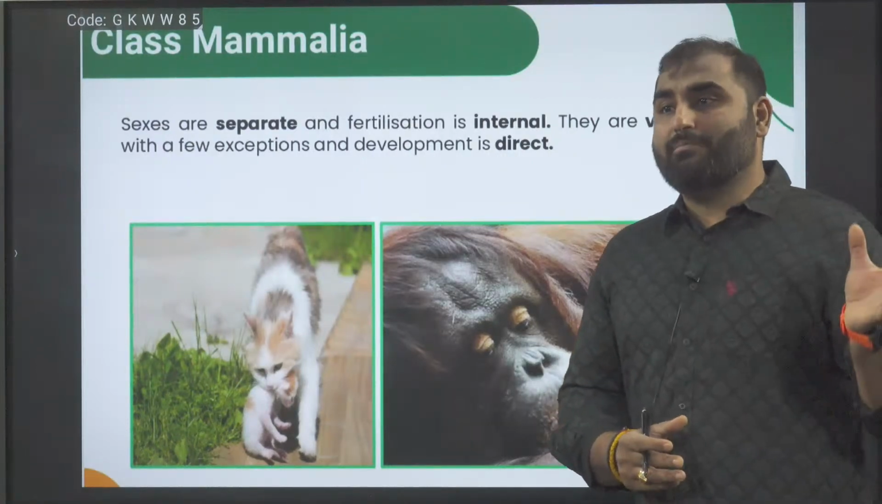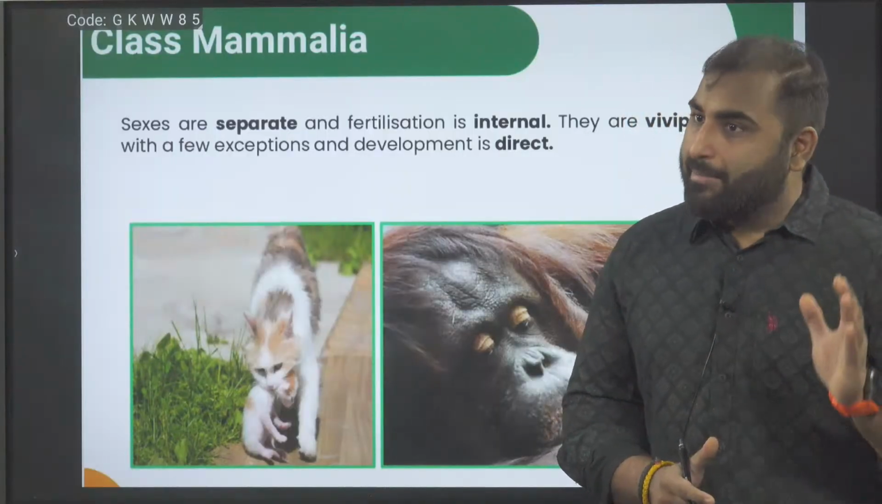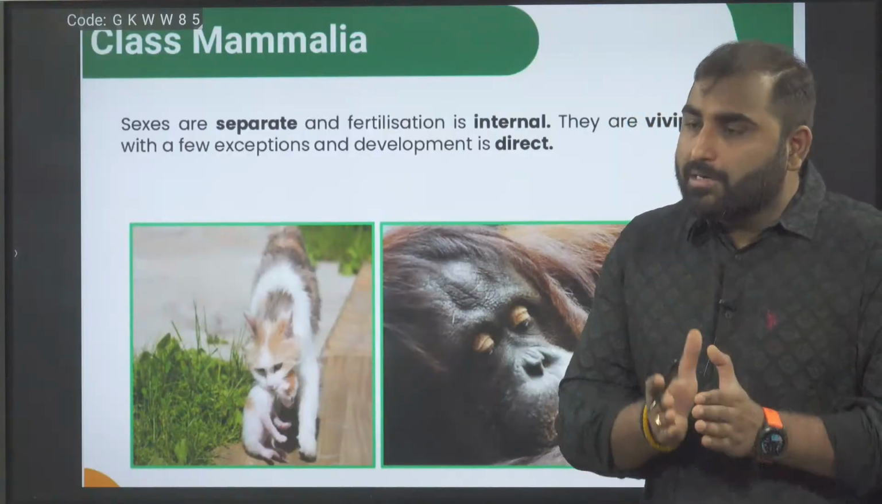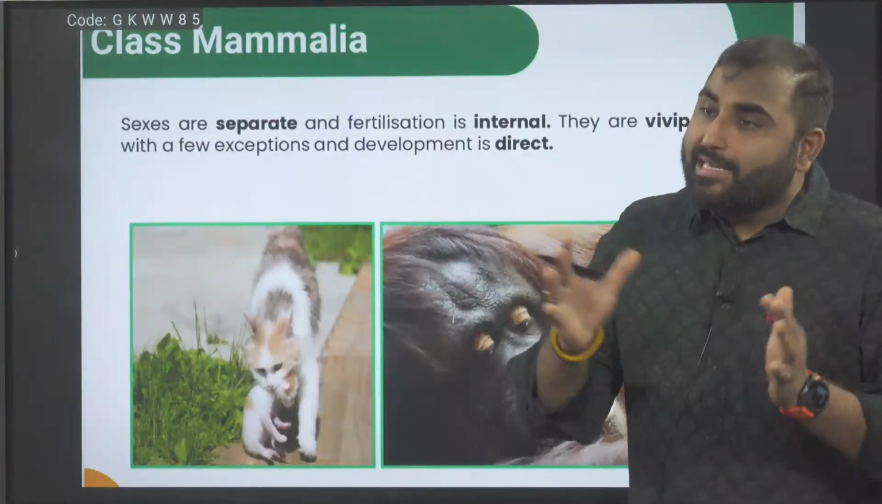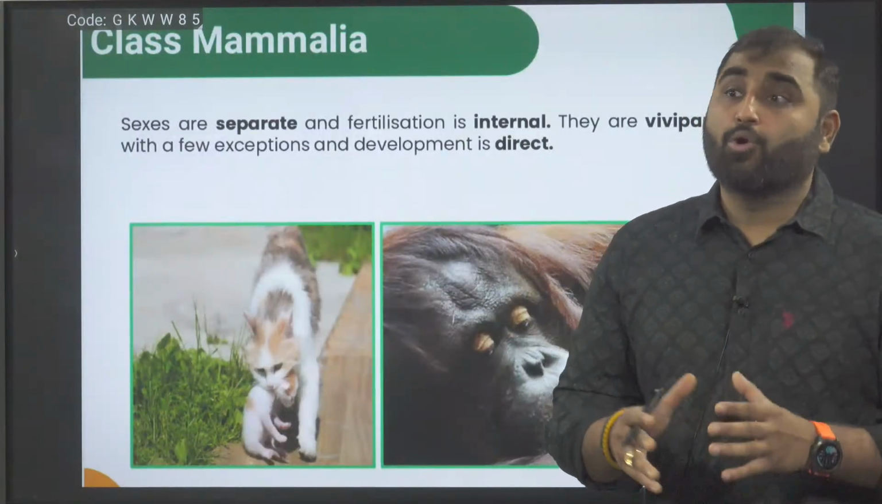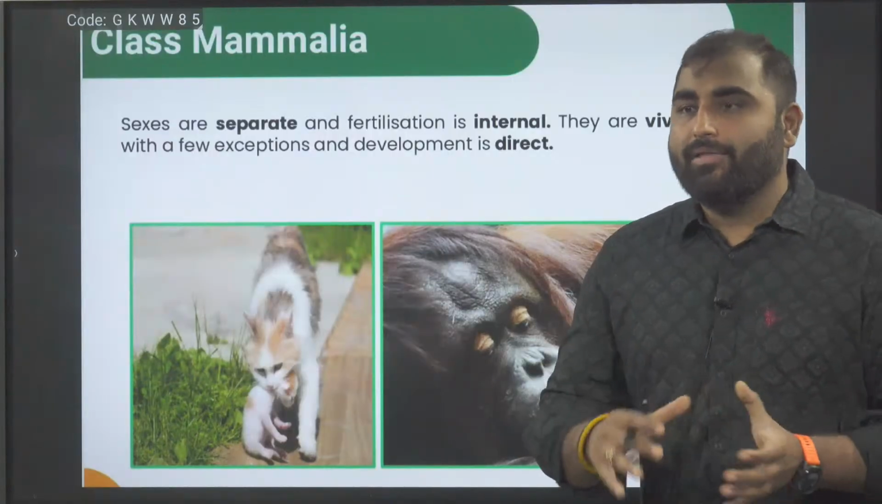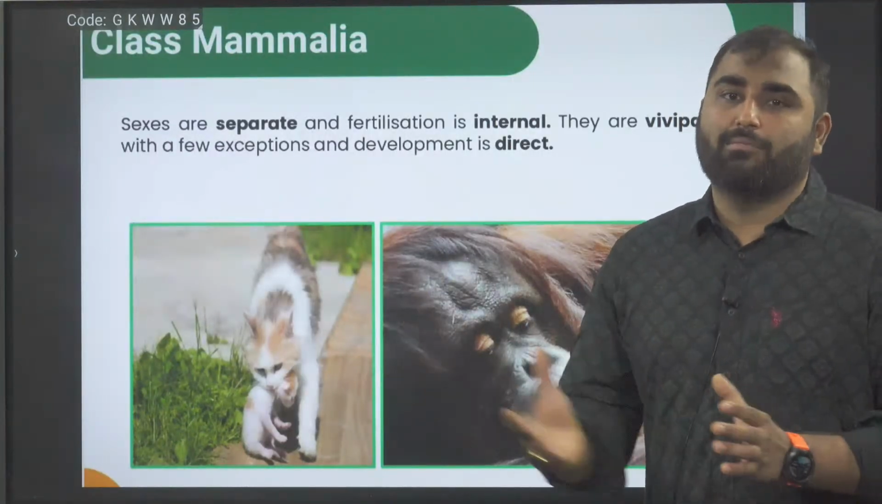So the initial mammals, see, mammals also evolved from reptiles only. Both birds and mammals evolved from reptiles. So the initial mammals were prototherians, egg-laying mammals. Prototherians, egg-laying mammals: duckbill platypus, spiny anteater. And then we have the pouched mammals and placental mammals.